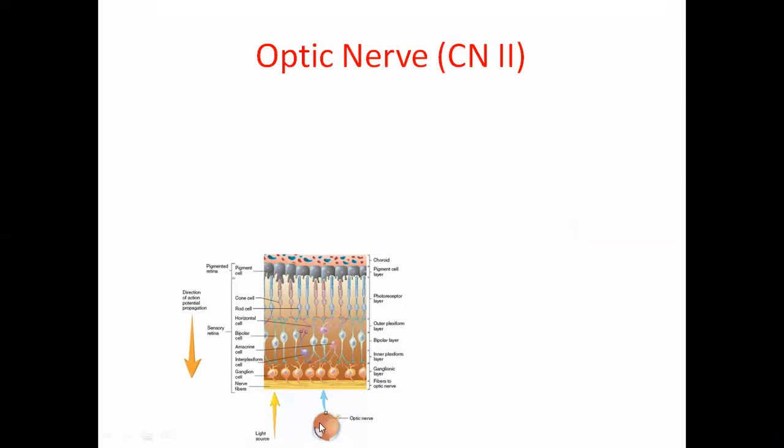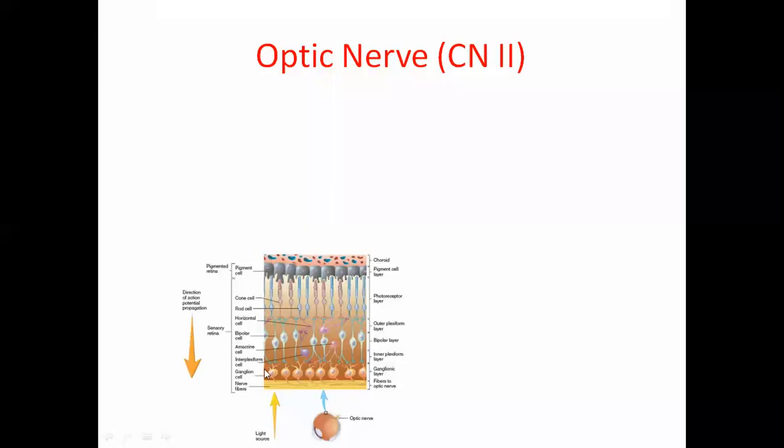You can see the eyeball here and the origin of the optic nerve from here. So the optic nerve starts from the retina. Retina is the deepest layer of the eyeball, and from there the optic nerve starts. This is the structure of the retina. This is the outer and this is the inner aspect of the retina. Retina has 10 layers, and the last layer is the beginning of the optic nerve.